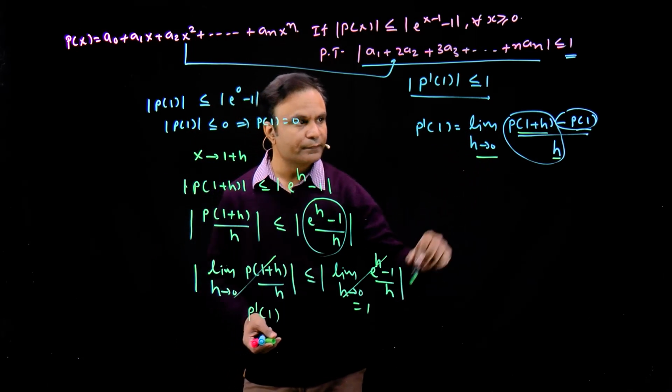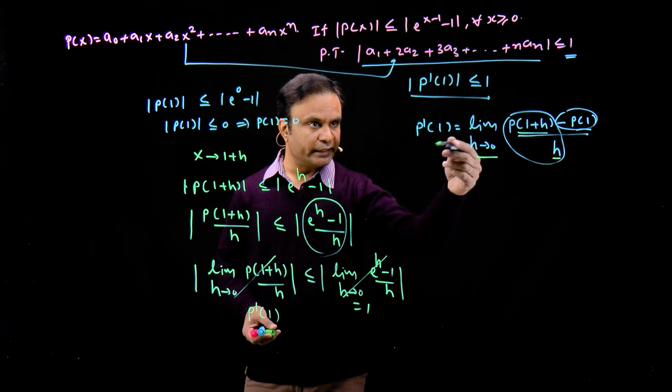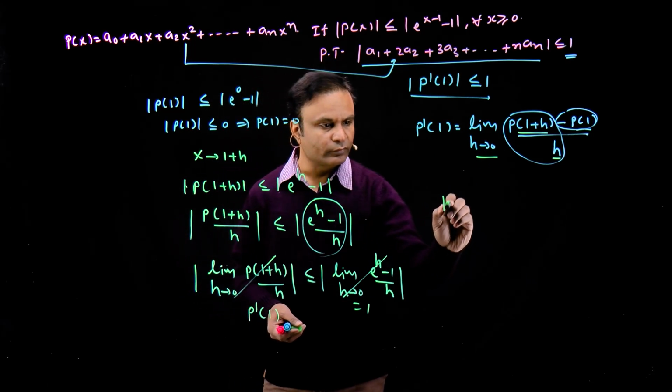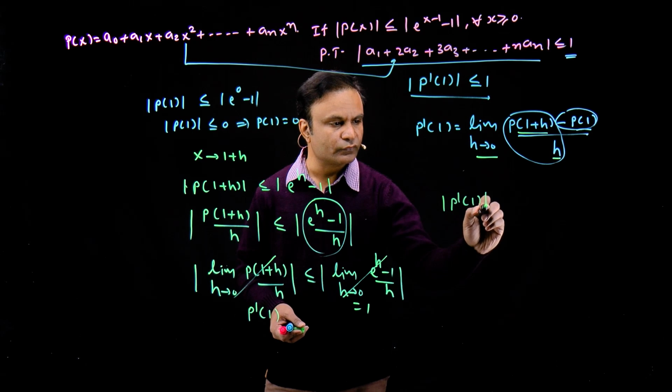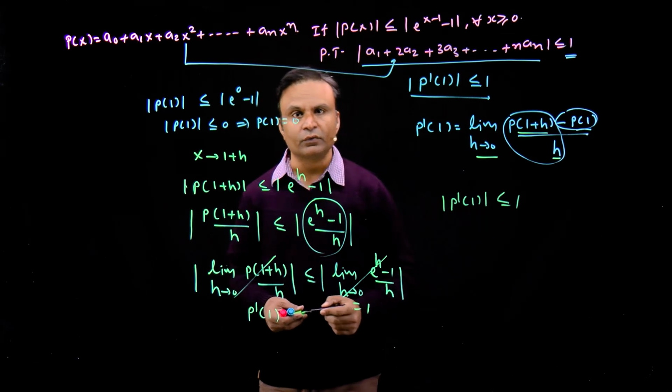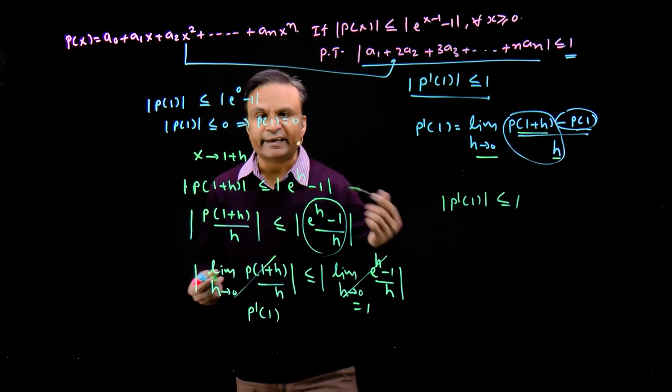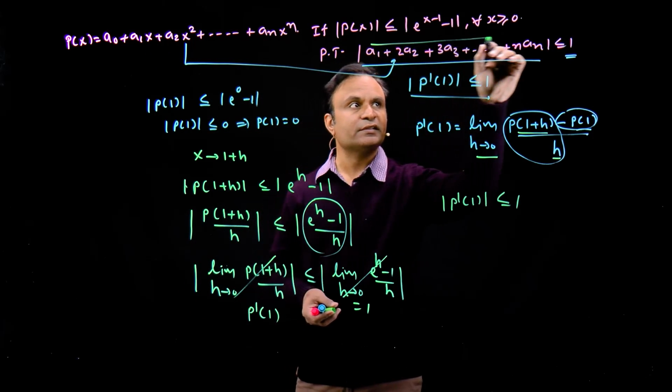We have already seen here p dash 1 is equal to this limit. So we are getting modulus of p dash 1 less than or equal to 1, and p dash 1 is nothing but derivative of this function at x is equal to 1, which is this expression.